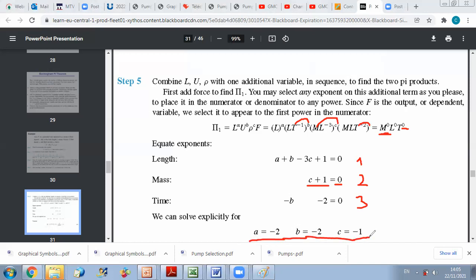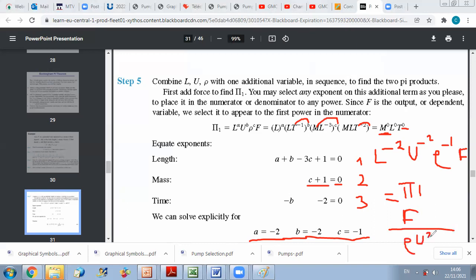And as expected, look what I got. What is the coefficient of L? Minus 2, so L to the minus 2. And B is the coefficient of u, minus 2. And the coefficient of rho is minus 1. So rho to the minus 1 times F equals a group. So group 1, as expected, is what? It is force over rho u square L square. Okay, this is the first group I got.